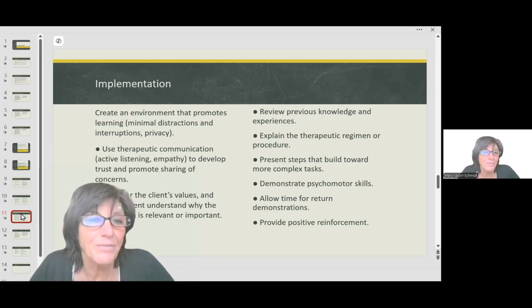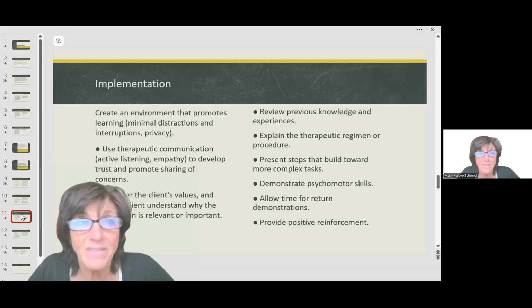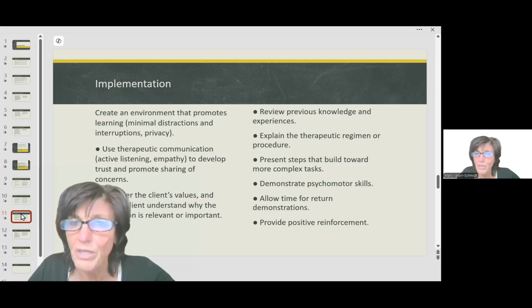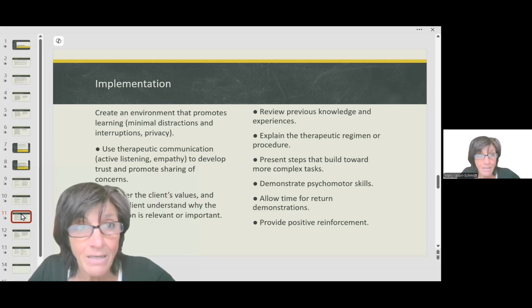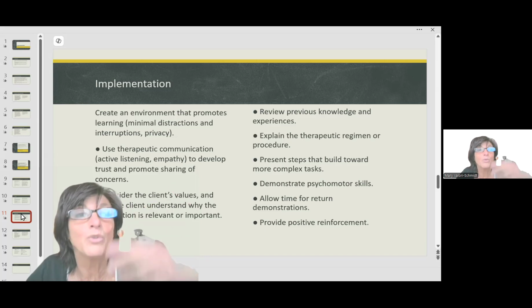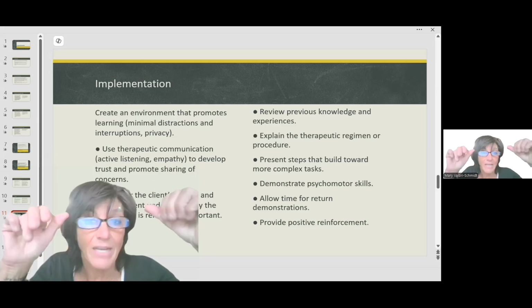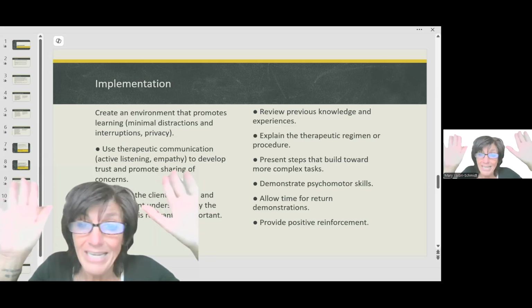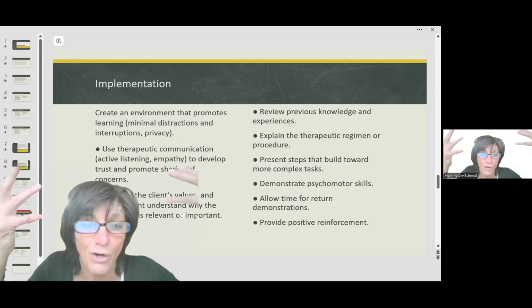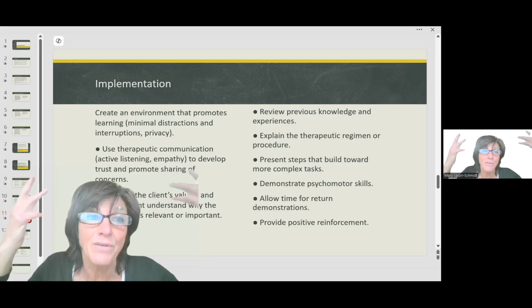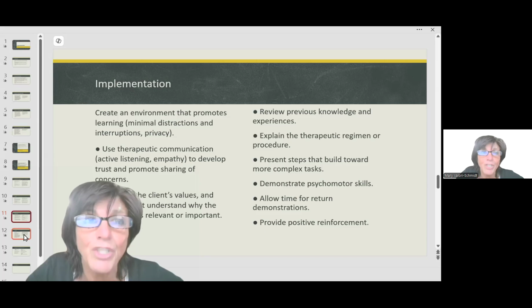You want to have active listening and empathy. That helps develop trust between you and the client. Consider their values, consider their belief systems, ask them what they know, review their previous knowledge, explain the procedure or whatever it is you're teaching, and present steps that build toward more complicated things. Have them demonstrate anything that's psychomotor and allow plenty of time for return demonstrations. Don't be in a hurry and always try to give them positive reinforcement, right? You're doing a great job.